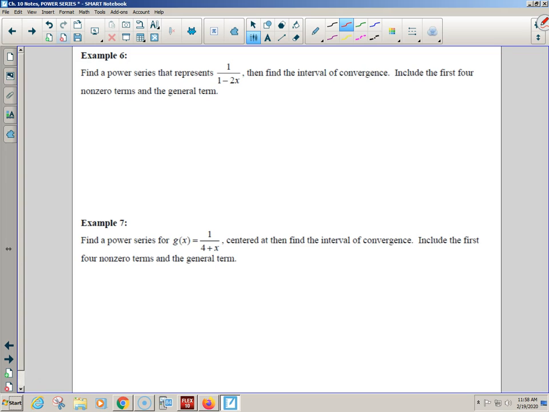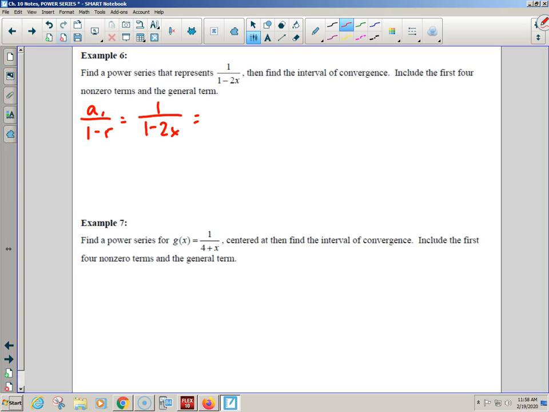Find a power series that represents this. Does it look like a geo series? Yes. So we can think about comparing this to my a times 1 over 1 minus r, right? We'll talk about interval of convergence in just a second. Question, what's my first term?